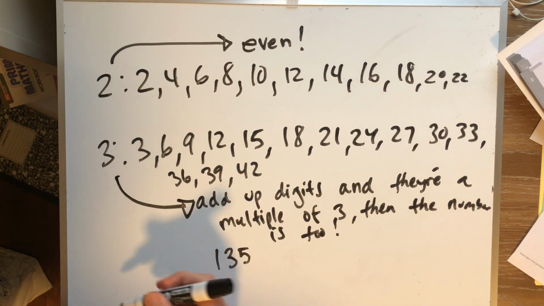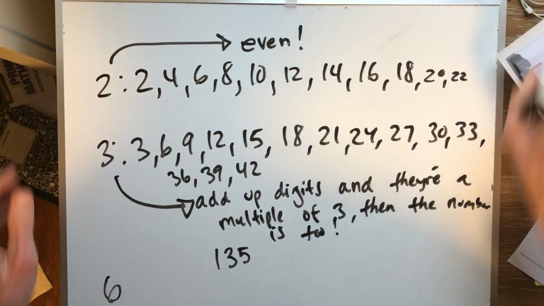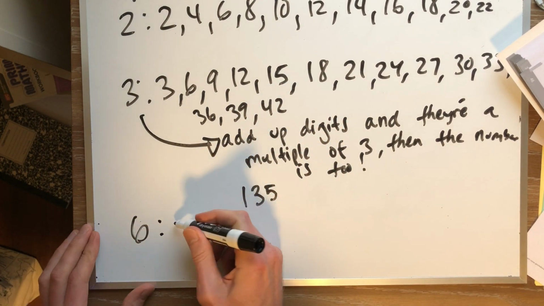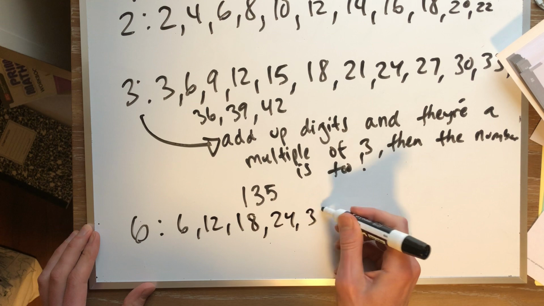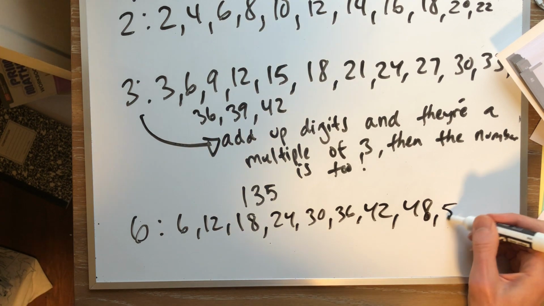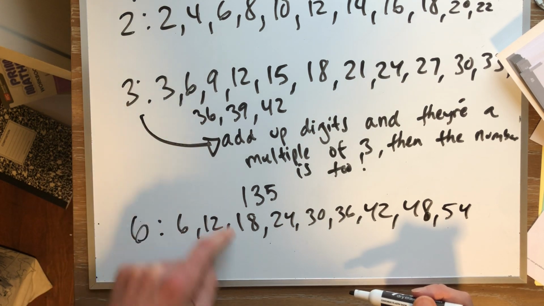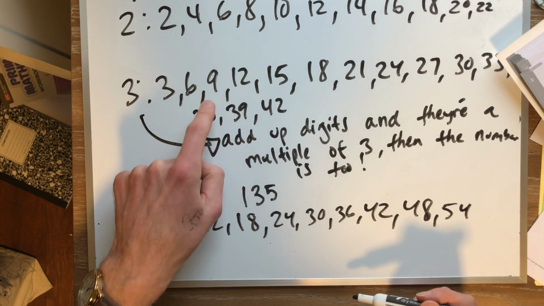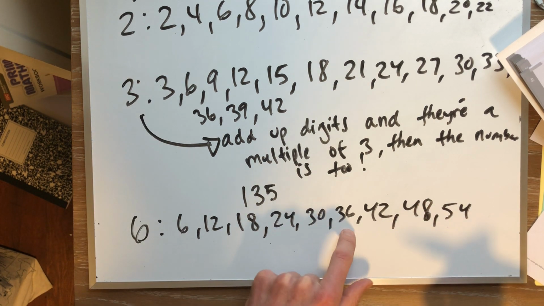And I'm going to tell you something. For 6s, they've got to be multiples of 3 also, because 3 goes into 6. So it's going to be a multiple of 3 as well. So 6, 12, 18, 24, 30, 36, 42, 48, 54. Let's look at these. Okay, 1 plus 2 is 3, multiple of 3. 1 plus 8 is 9, multiple of 3. 2 plus 4 is 6, multiple of 3. 3 plus 0 is 3, multiple of 3. 3 plus 6 is 9, multiple of 3.